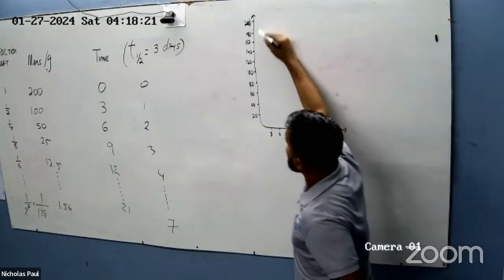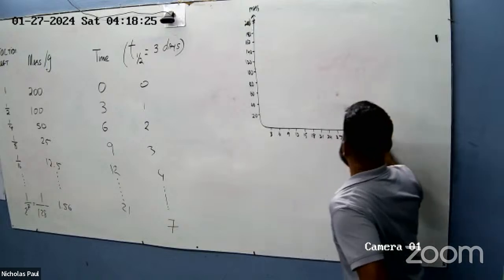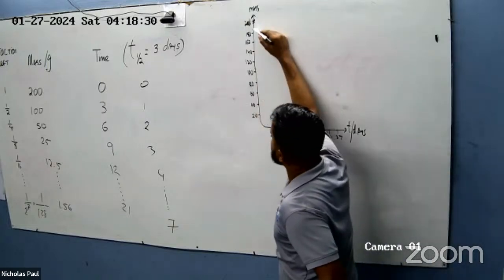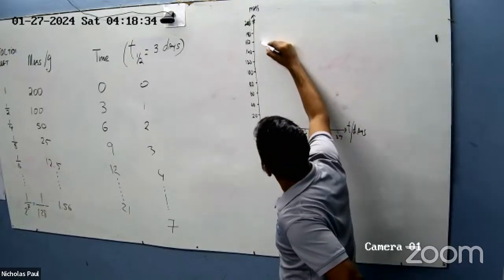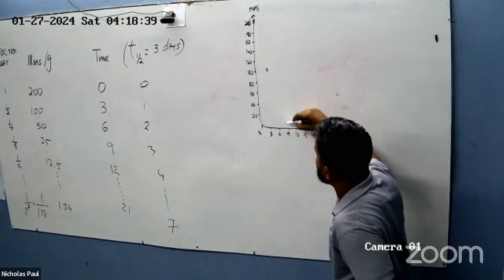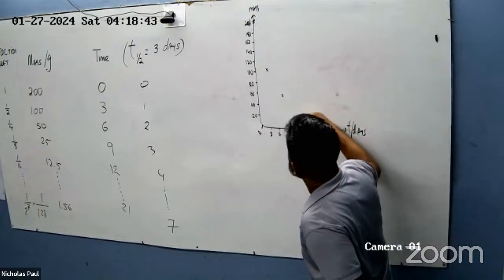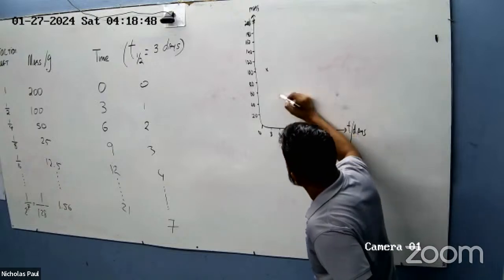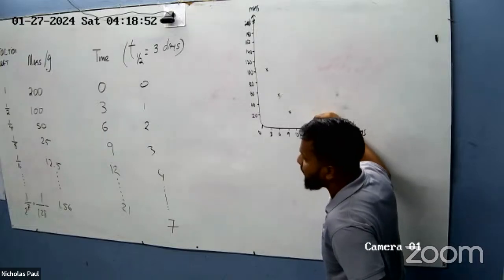Let's see. This is mass, right? And this is time in days. When it's 200, that's on day 0. On the 3rd day, it was 100. On the 6th day, it was 50. On the 9th day, it was 25. It's not coming out so good, but you understand?